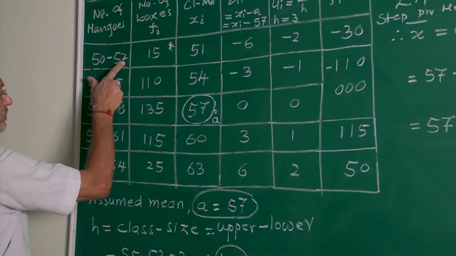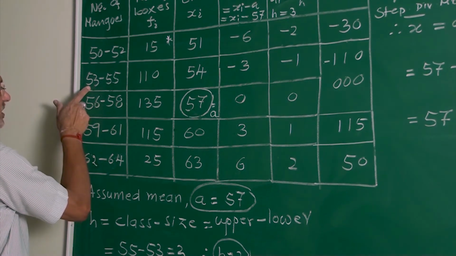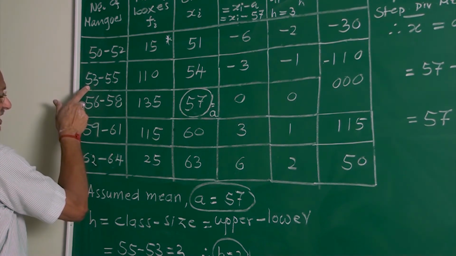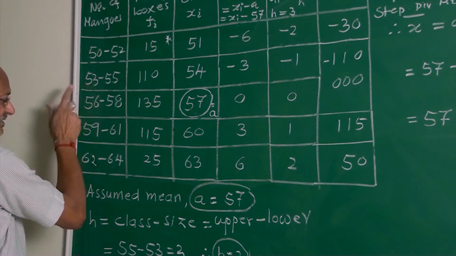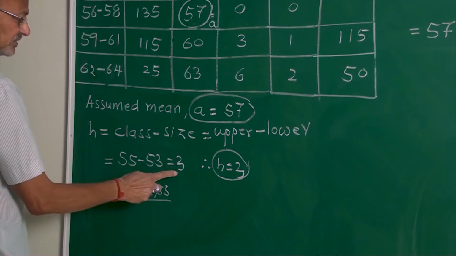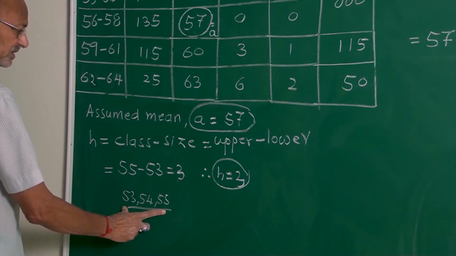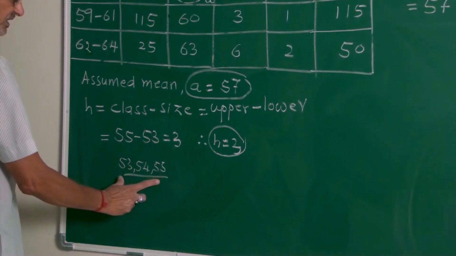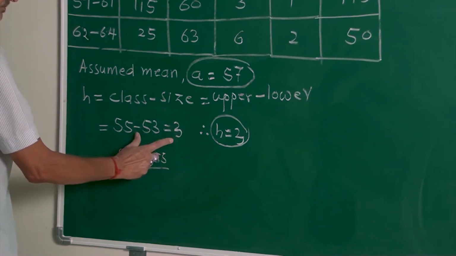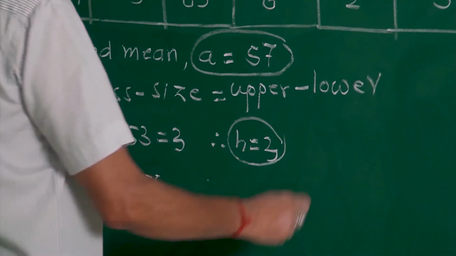The upper limit of the first class is not the same as the lower limit of the next class. Therefore, in this case, the difference is not 2, the difference is 3. Yes, 53, 54, 55. Difference is 3, my friends. In between, there are 3 observations. Yes, 3. h is 3. Next is what?